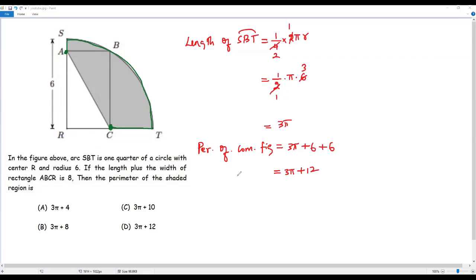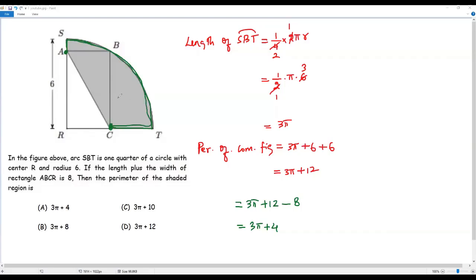So I'm going to subtract that 8 from the perimeter of the complete figure. Let me do it. 3 pi plus 12 minus the sum of the length and width of the rectangle, 8. So I'm getting 3 pi plus 4 when I combine positive 12 and negative 8. This 3 pi plus 4 represents the length of the part that I marked in green color from point A to point C.